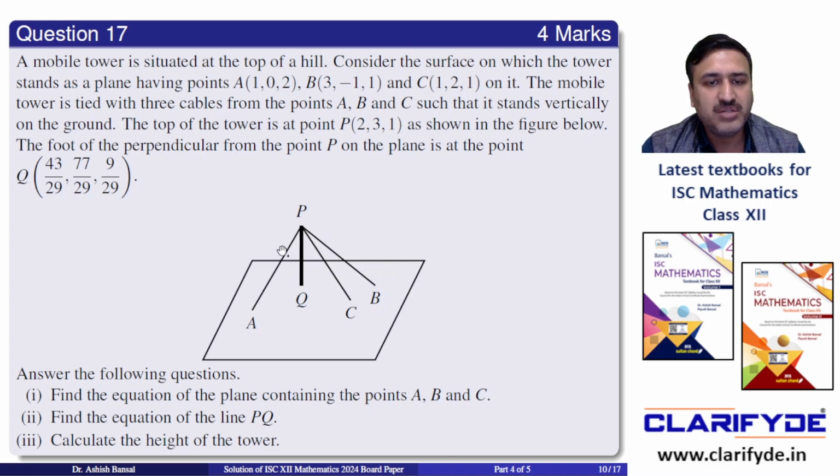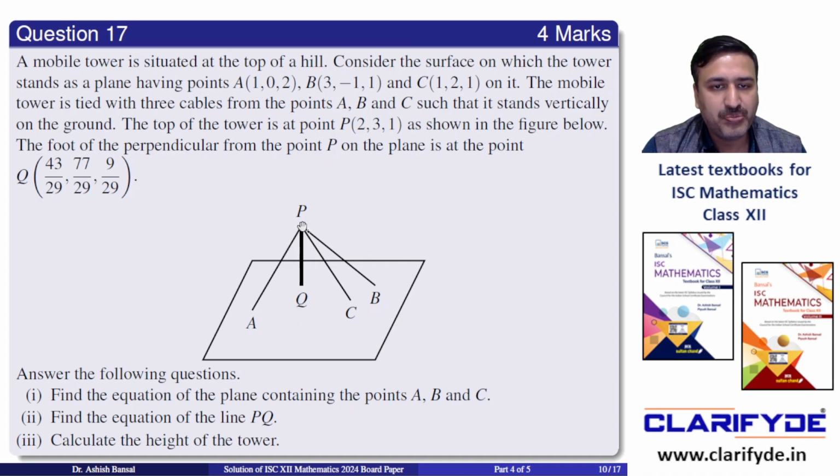These 3 points are tied with 3 cables from the points A, B and C such that the tower stands vertically on the ground. So in order to make this tower stand vertically, there are 3 wire cables attached. The top of the tower is at the point P(2, 3, 1). Q is the foot of the perpendicular from P on the plane, and the coordinates of Q are also given to us.